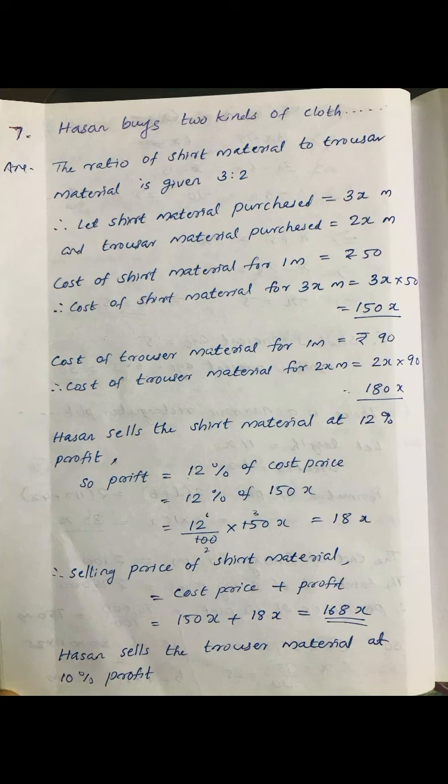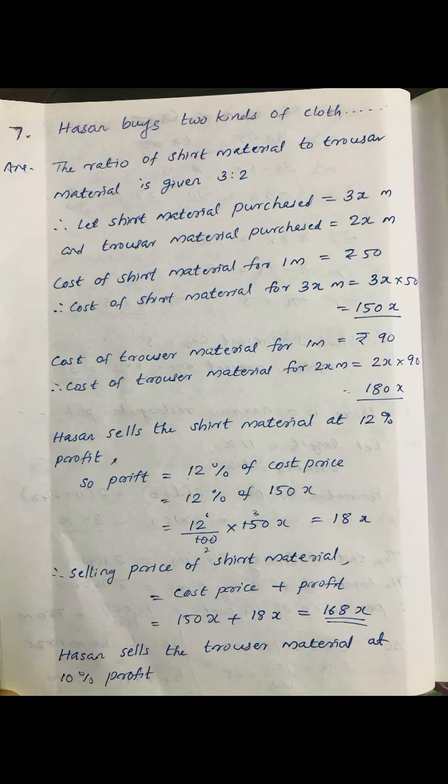So from the statement, the cost of shirt material for 1 meter is given as 50 rupees. So what will be the cost of shirt material for 3x meters? 3x into 50 gives 150x. Just like that, the cost of trouser material for 1 meter is 90 rupees. Therefore the cost of trouser material for 2x meters will be 2x into 90, that is 180x.